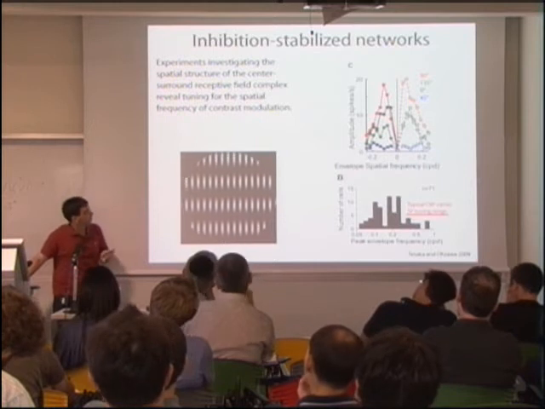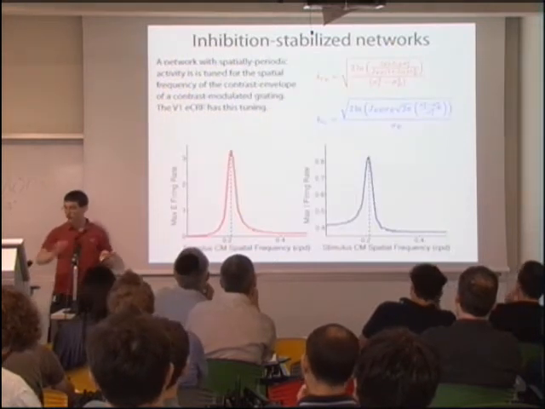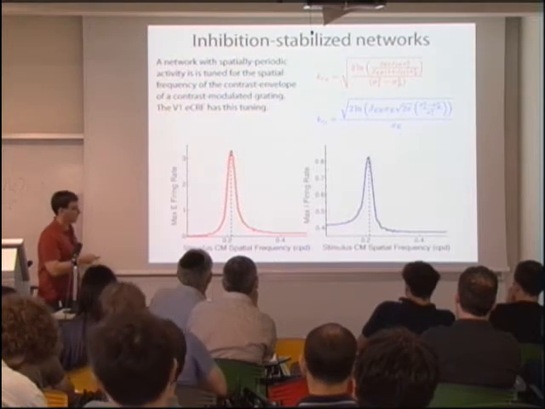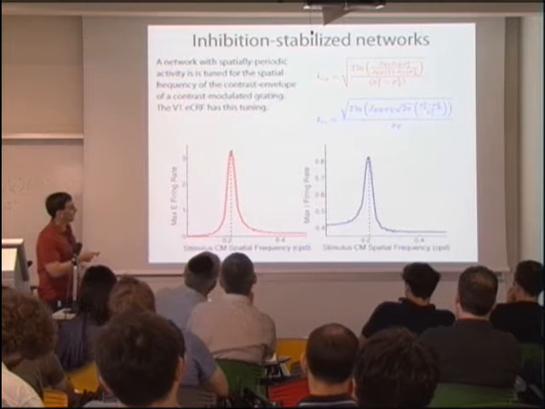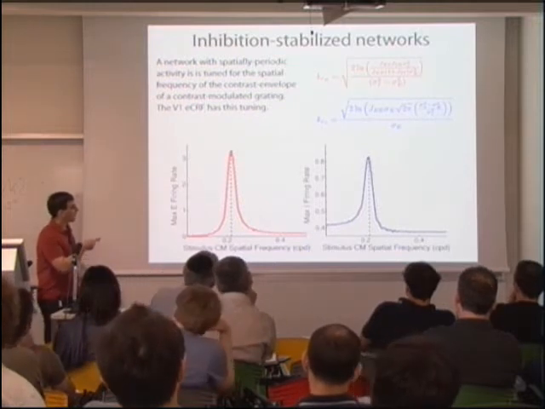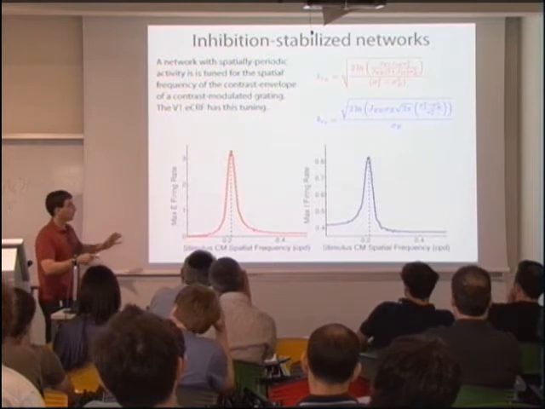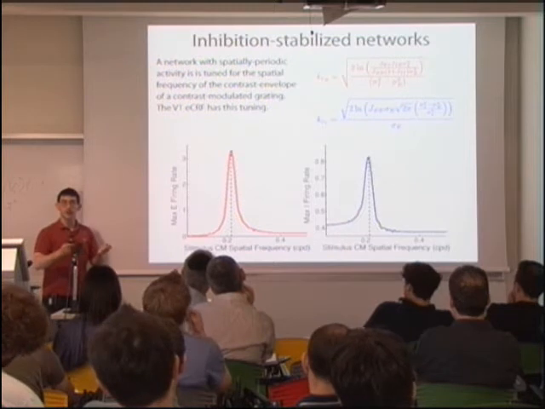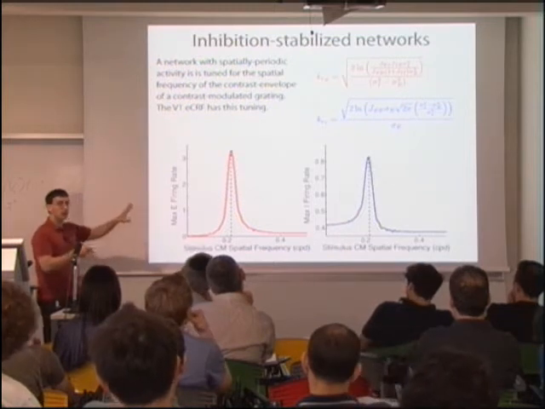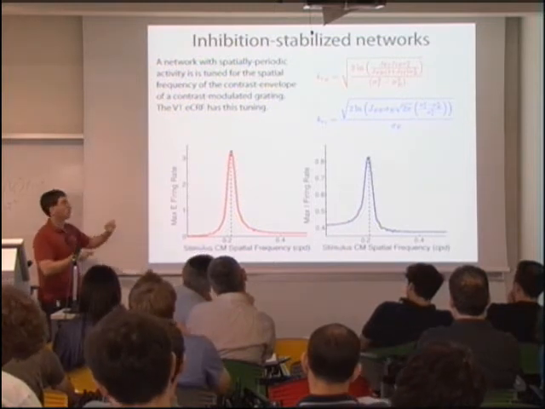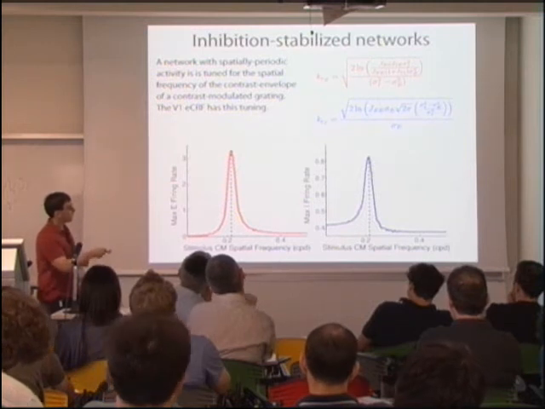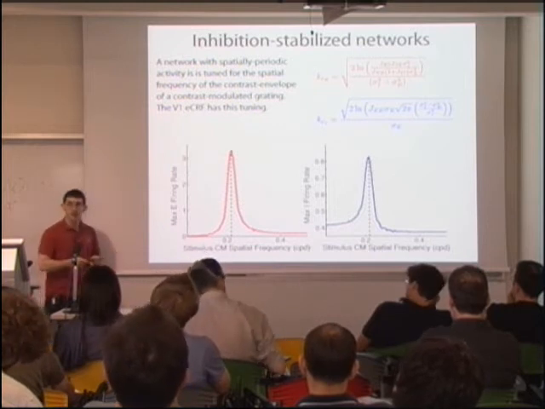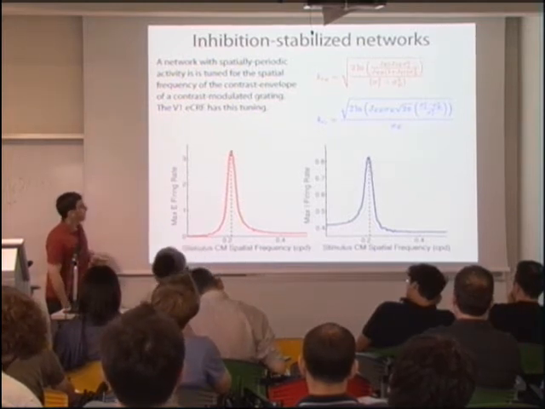And so if we show our network stimuli designed to match that experiment, we see the same sharp tuning for contrast modulation spatial frequency. And that's shown here. And the spatial frequency for contrast modulation that our network prefers are precisely the, if you will, resonant spatial frequencies of excitation inhibition. That is, the peaks in the fixed point firing rates for the excitatory and inhibitory cells. And so we thought that was cool, that sort of provided some after the fact experimental validation that maybe this model is onto something.